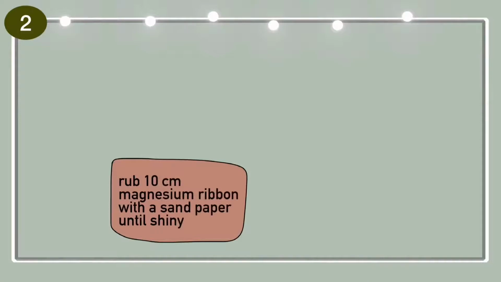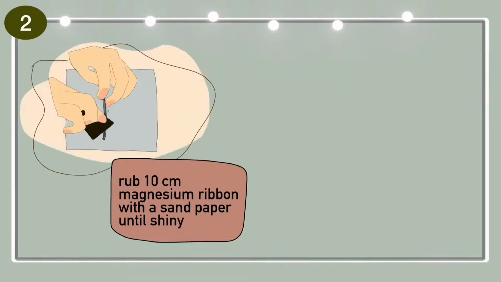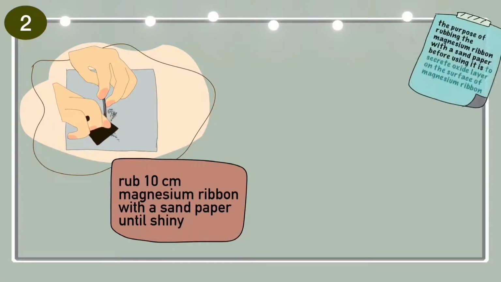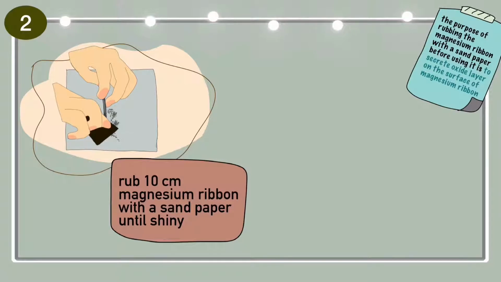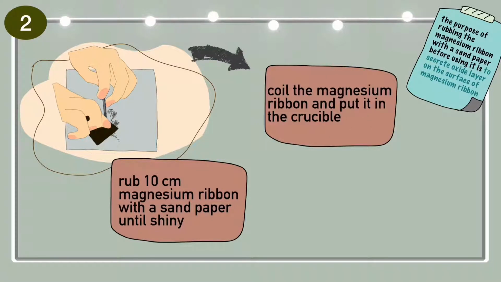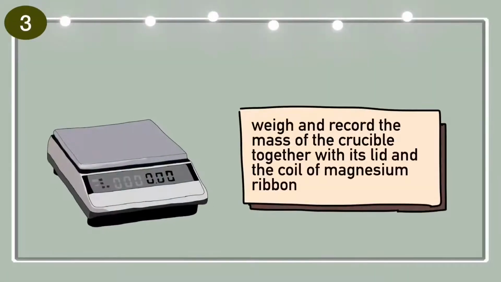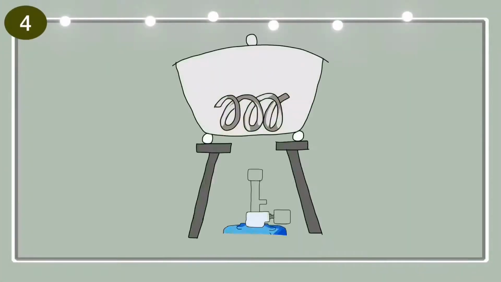Then, wrap 10 cm magnesium ribbon with a sandpaper until it becomes shiny. We have to wrap the magnesium ribbon with a sandpaper before using it to remove the oxide layer on the surface of magnesium ribbon. Then, coil the magnesium ribbon and put it in the crucible. Weigh and record the mass of the crucible together with its lid and the coil of magnesium ribbon. After that, set up the apparatus as shown here.